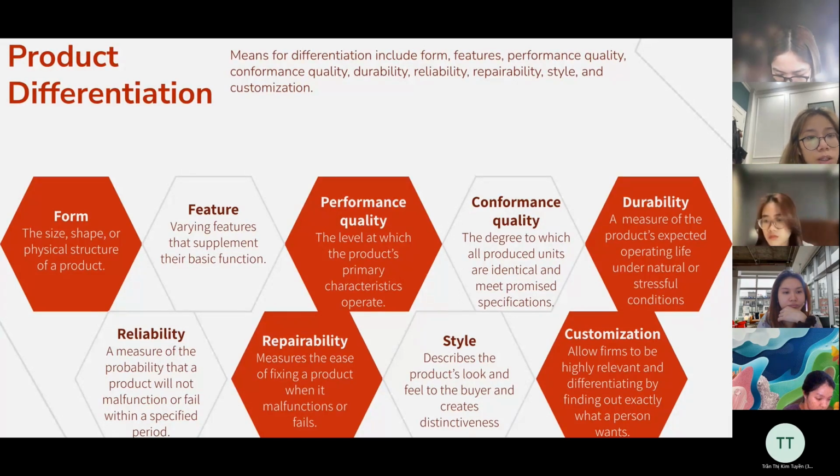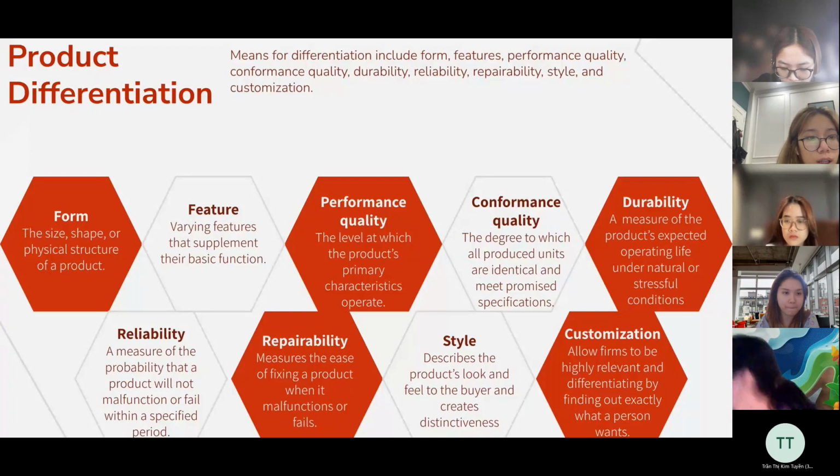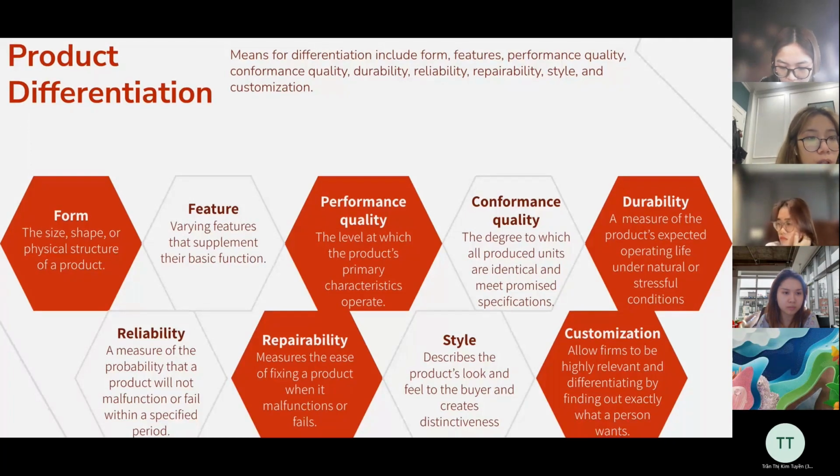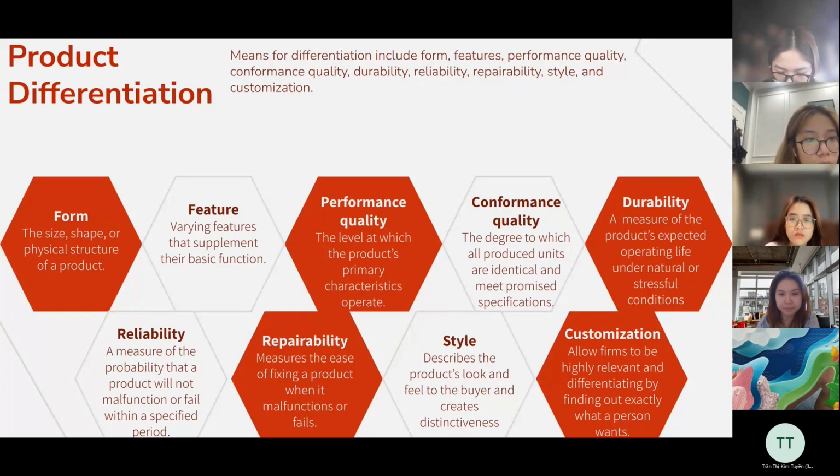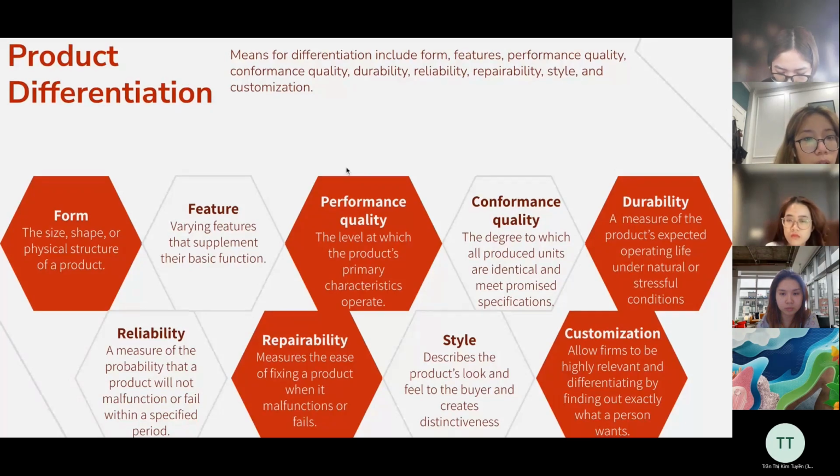Durability is the measure of a product's expected operating life under natural or stressful conditions. It is a value attribute for durable goods. Reliability: buyers normally will pay a premium for reliability, a measure of the probability that a product will not malfunction or fail within a specified period. Repairability measures the ease of fixing a product when it malfunctions or fails.